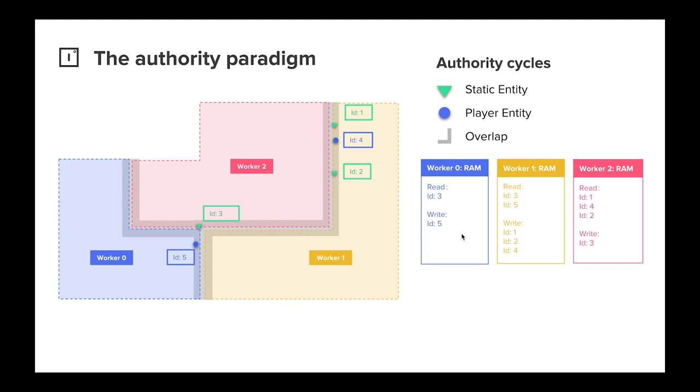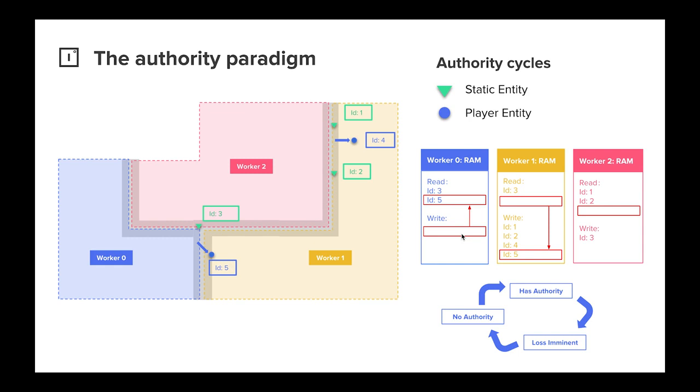I'm going to ask you to focus on worker 0, the blue worker in the bottom left-hand corner. We're going to pretend to be entity ID number 5. Now, when entity ID number 5 starts moving, you'll notice that worker 1, the yellow worker, already had access to entity ID number 5, but only read access. What that means is when worker 0 was changing the position of entity ID number 5, worker 1 was getting told about it.